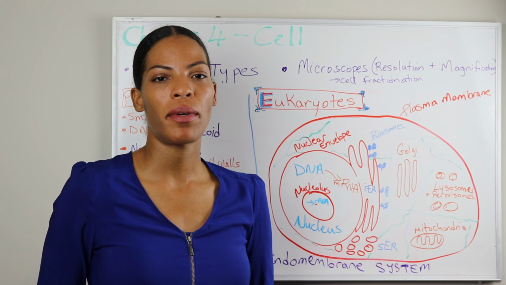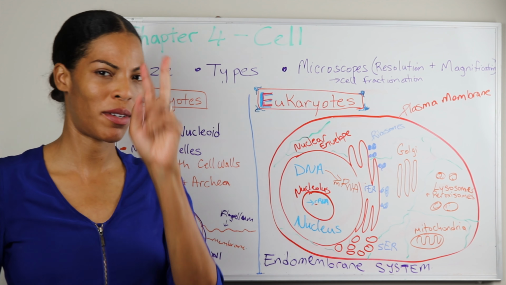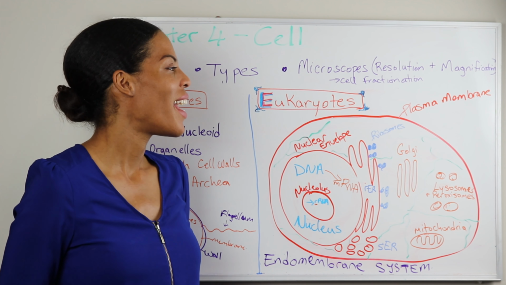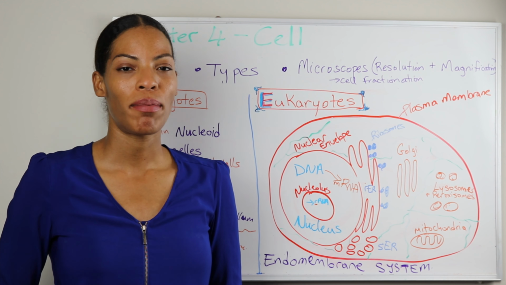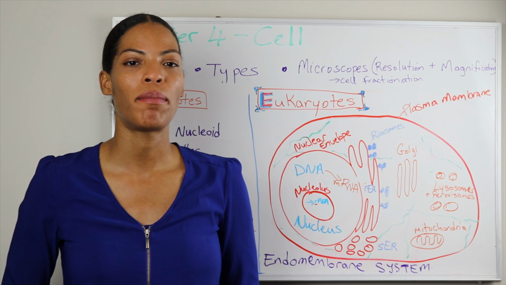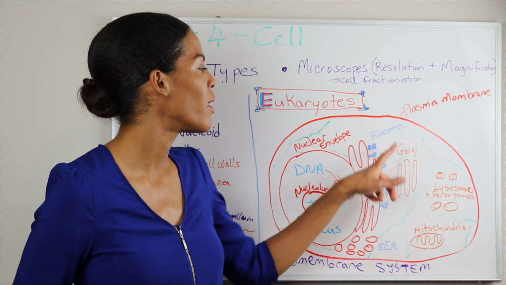So if you remember, we talked about different organic compounds in chapter 3, I'm sorry. And one of them was proteins. And proteins are important for structure. And proteins, you should know, in the cell are produced by ribosomes.